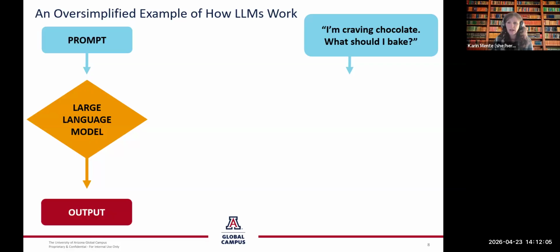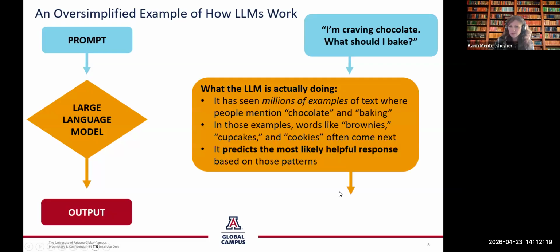It can only predict a likely next response based on its training on these extremely huge collections of text to learn how words relate to one another. So what it is doing is scanning its internal patterns, patterns that are built from millions of examples of how people everywhere talk about baking and chocolate. In those examples, words like brownies or cupcakes, all the delicious things, tend to show up together. So the model predicts that the most helpful next step is to suggest something like that.